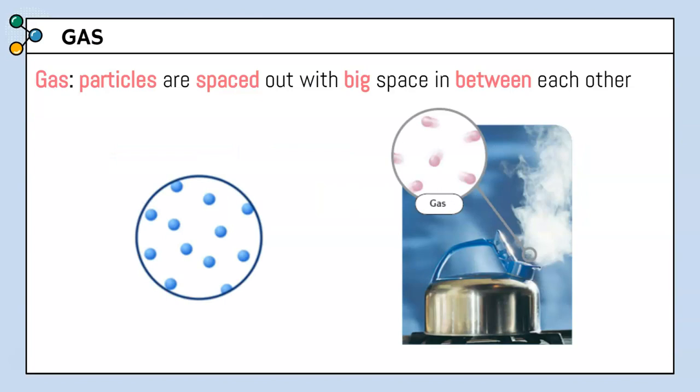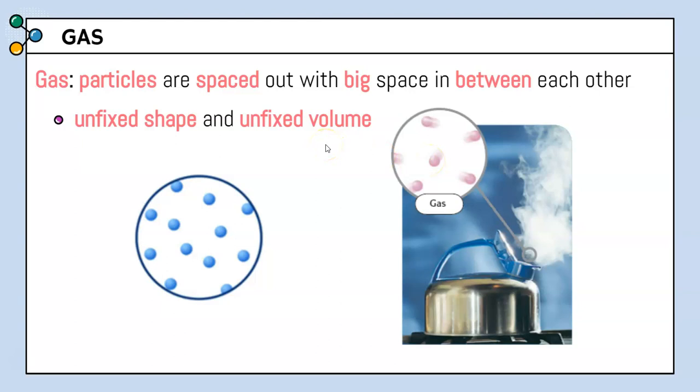And a gas is when particles are spaced out, but with big space between each other. They're majority space. And because of that, they have an unfixed shape and an unfixed volume. We can change the shape and the volume of the gas, but we're not changing the gas altogether. And that's because, as you can see with our particle view of steam, all of that space there helps us manipulate the shape and the volume.